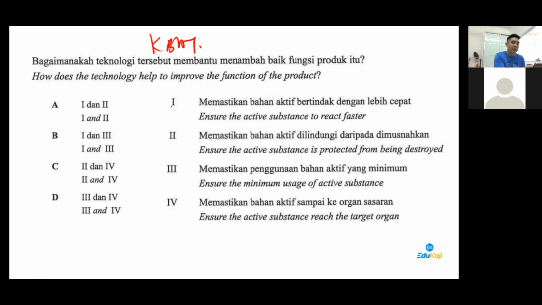No, not really. Okay. So if you have seen liposome in any question, this ensures that protection is provided. Perlindungan dibekalkan. Protection is provided to the active substance, okay, which is in the moisturizer lah. Okay, ensure minimum usage. No, this is completely out, and it helps to ensure that it reaches the target organ. So from here, you can see the answer is C. Okay.